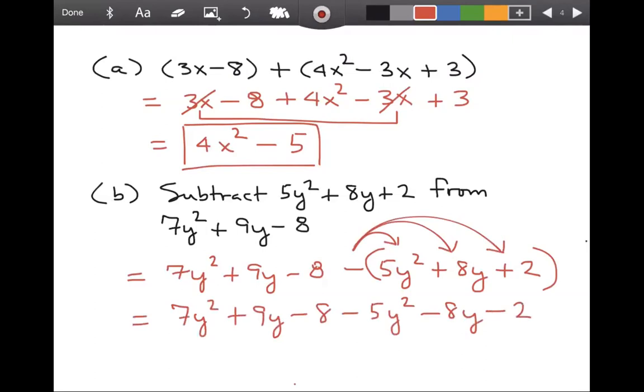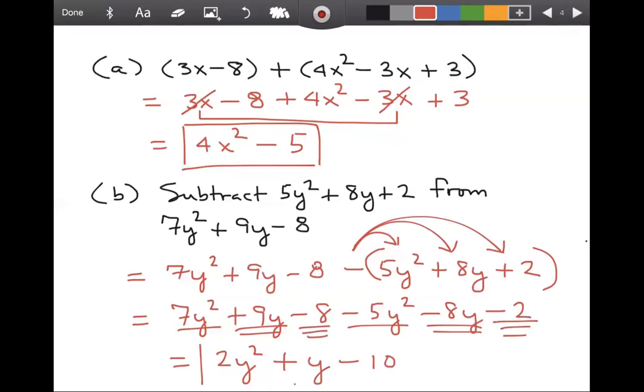All right, so now combining the like terms, we get 7y squared minus 5y squared is 2y squared. We get plus 9y minus 8y, which we can just write as plus y. And then finally, we have -8 minus 2, which is -10. Okay, so when you subtract those two polynomials, you end up with 2y squared plus y minus 10.